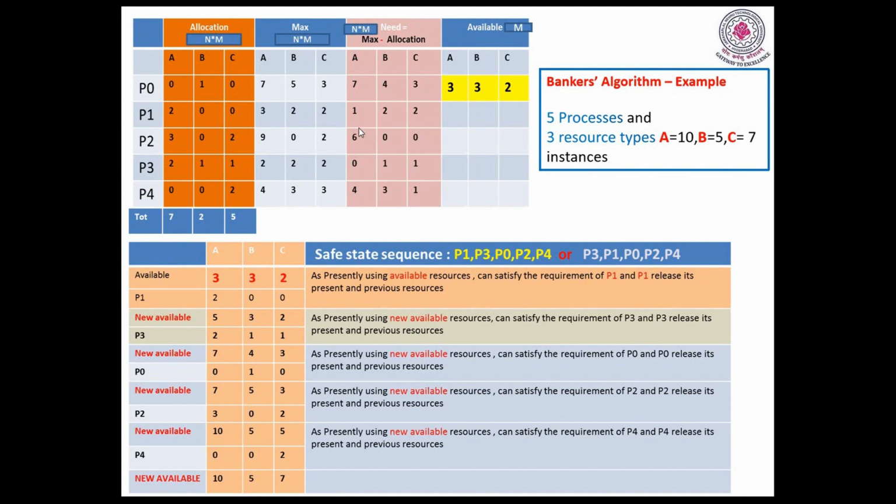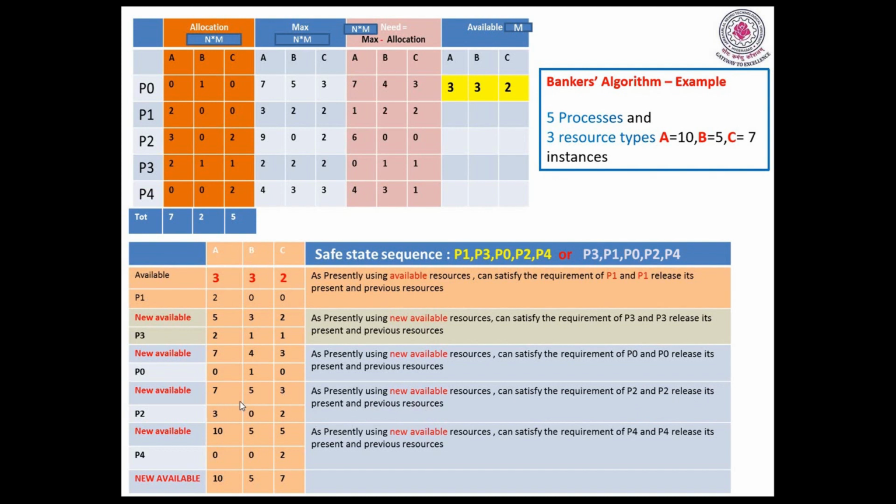P2 requirement is 600. So available you see 753. So condition is true. You see 6 less than 7, A type resource. 0 less than 5, 0 less than 3. Condition is true. Once condition is true, then the resources I can allocate to the P2. As presently using new available resources can satisfy the requirement of P2 and P2 release its present and previous resources.